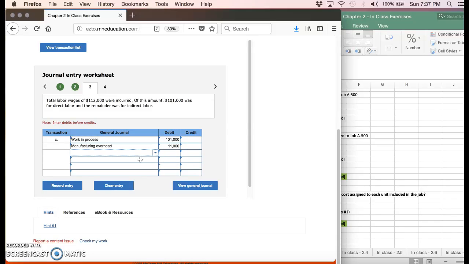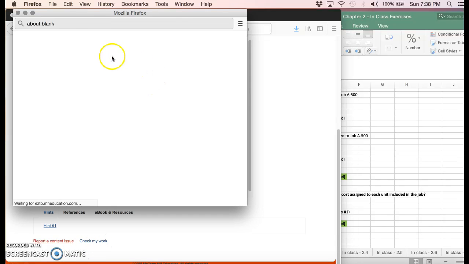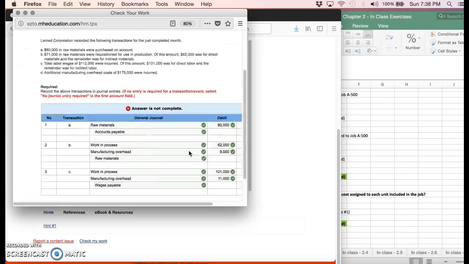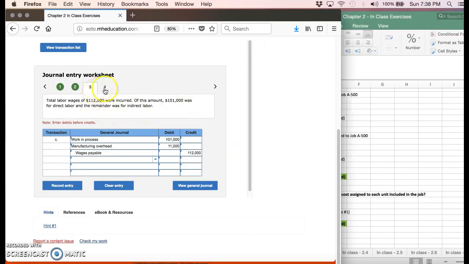112 minus 101. But what are we going to credit? We're going to credit wages payable because it was all for direct labor. Sorry, for labor. So we're going to credit wages payable because we're going to have to pay our employees for both direct and indirect labor. Okay, so far so good.